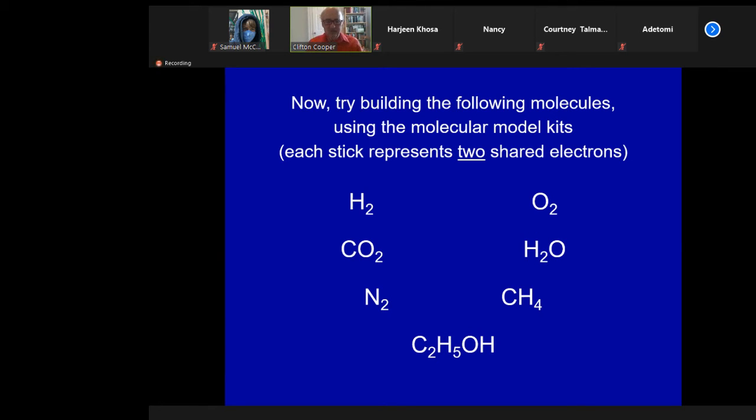Let's see about others. CO2 is a pretty important one. Do we make any CO2 in our bodies? Yes. Yes, we do. So let's see if I can make it right here.